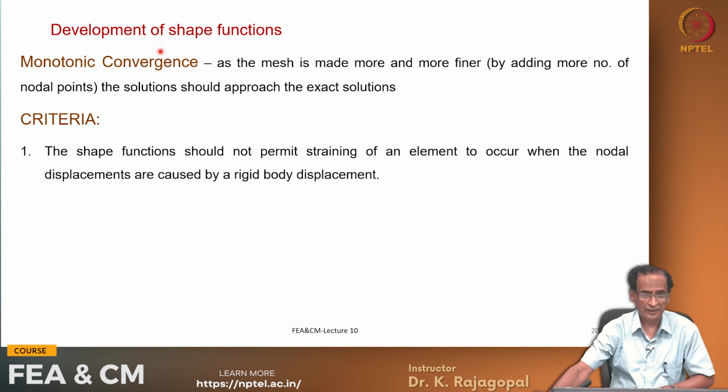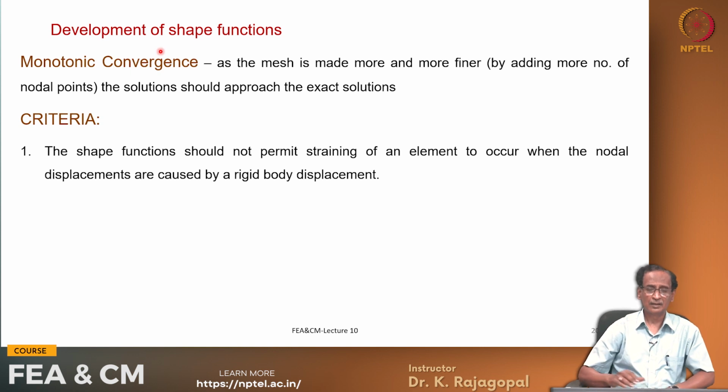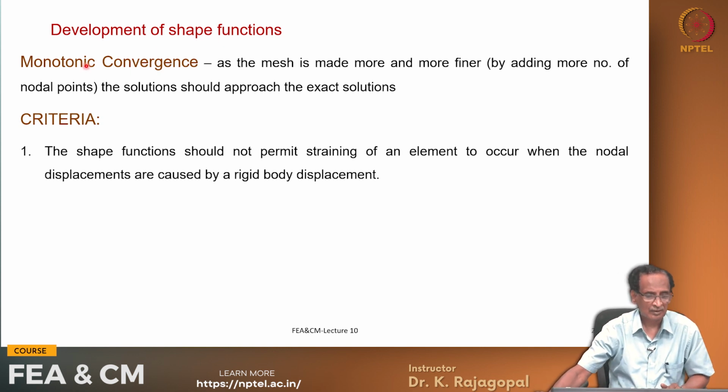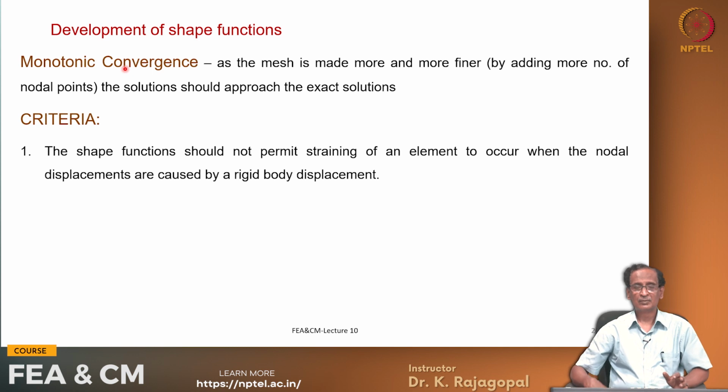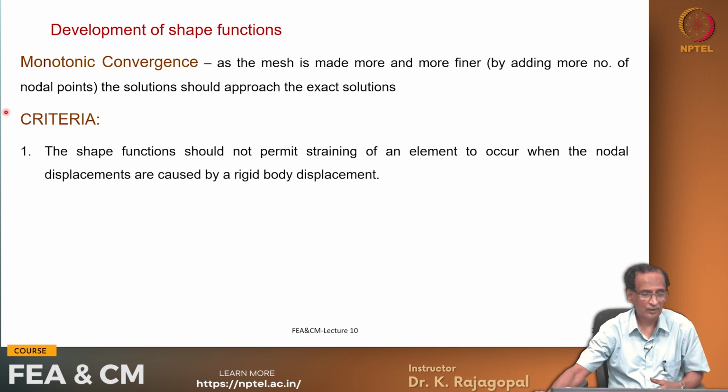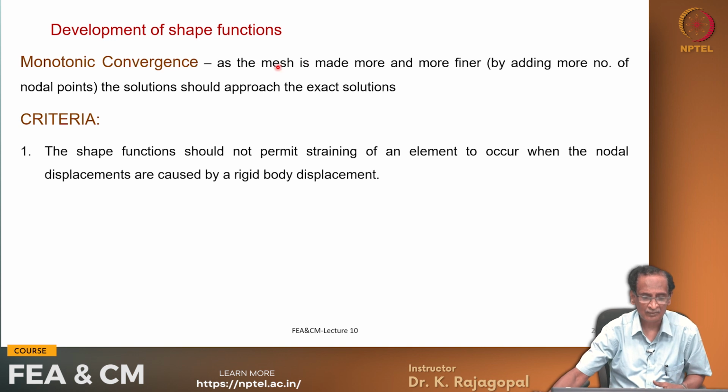What are the different criteria for determining these shape functions? We have to ensure that as we are making the mesh finer and finer, we should be approaching the theoretical solution, the exact solution, and that we call the monotonic convergence. As the mesh is made finer by adding more nodal points, the solution should approach the exact solution, and that is called the monotonic convergence.